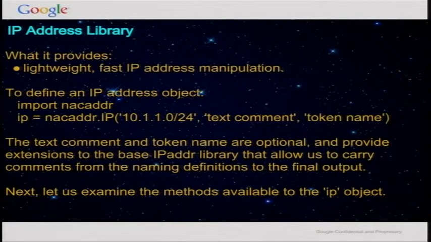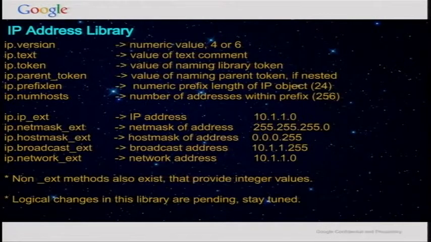The IP address library, real simple to use. Import nacaddr for network access control addresses, and you say an IP equals nacaddr.IP, and you give it an address with a net mask, a comment, and a token name. And the token name might be something like whatever you read out of the definitions file, like RFC 1918 or RFC 1918_10. Once you have it in there, you get all these wonderful things you can do with the IPs now.